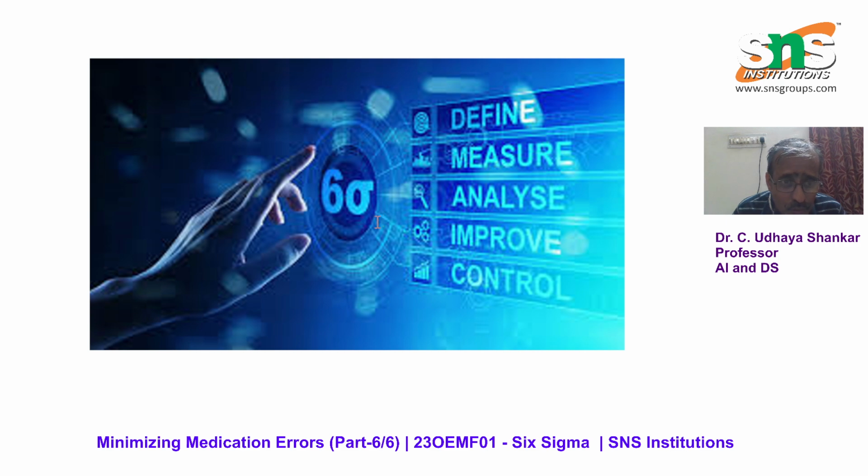Now to go into today's topic, we have already discussed various things. We have discussed the DMAIC architecture. What is this DMAIC in Six Sigma? It is a very important concept. DMAIC is define, measure, analyze, improve, and control. In short, it is called DMAIC.